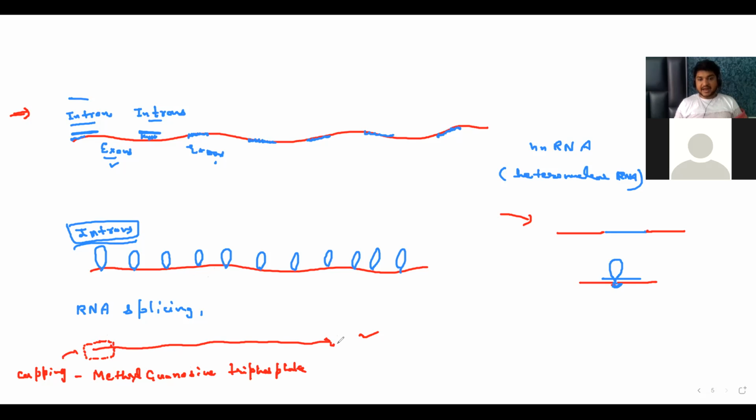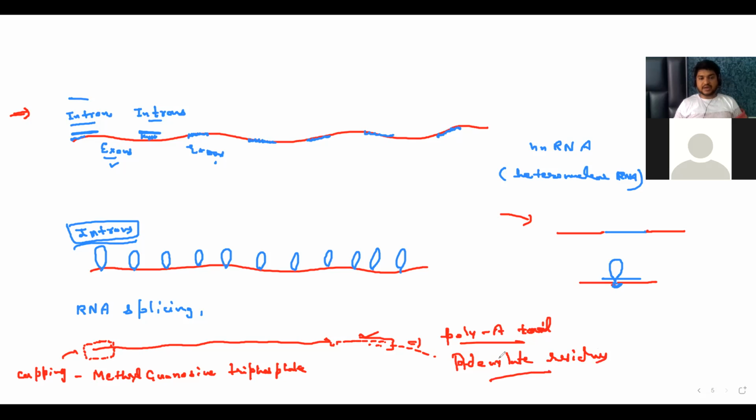And at the end we are adding a tail, which you will call a poly A tail. This poly A tail means adenylate residues. I know you are thinking, what is that? Don't worry, I will show you something. This is known as adenylate residues, and this process is known as tailing.